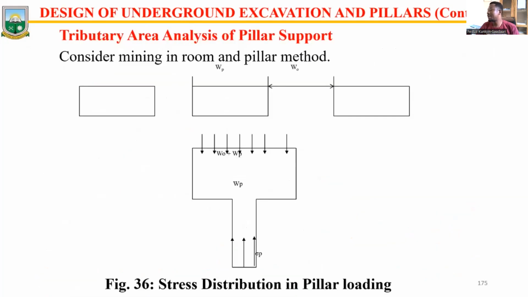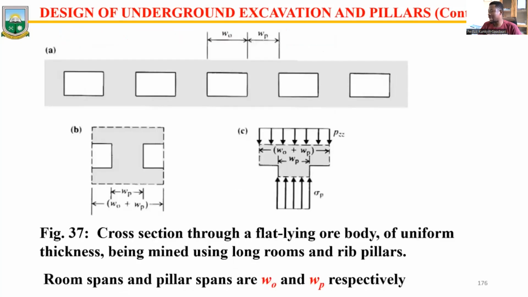So consider mining in room and pillar method. In a room and pillar method, this distribution, we have been able to come across that, so we don't waste our time again. The cross section through a flat line of deposits of uniform thickness being mined using long room and pillar. So this one too is trying to demonstrate if we are using room and pillar mining, as in the usual mining we do, rather than coal, the expression is still the same.